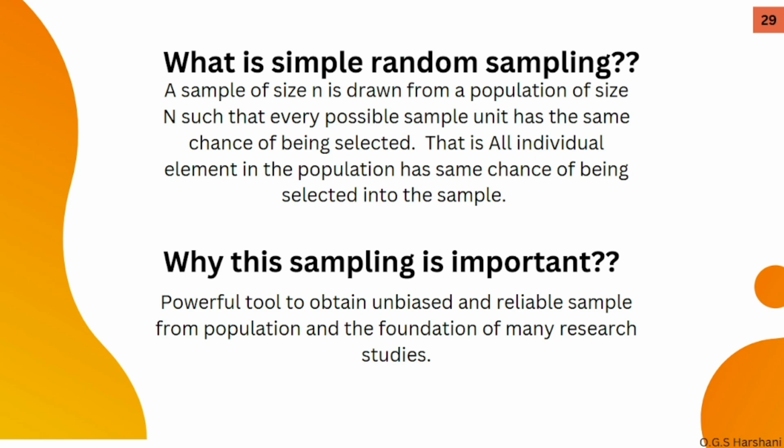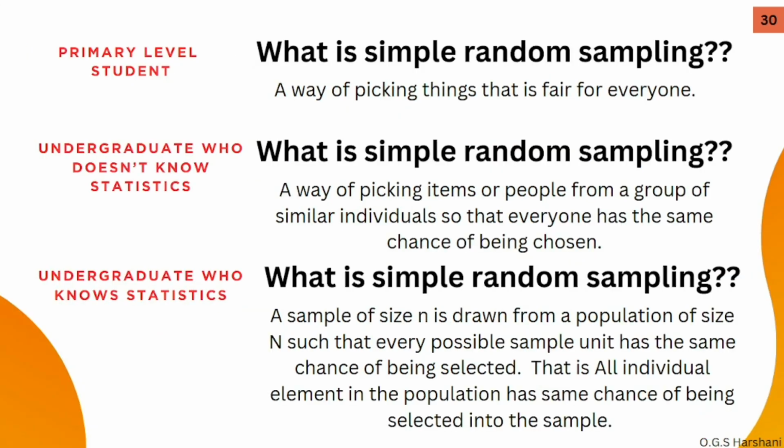Today we explore the concept of simple random sampling for different group levels. If you are a primary level student, simple random sampling is a way of picking things that is fair for everyone. If you are an undergraduate who doesn't know statistics, simple random sampling is a way of picking items or people from a group of similar individuals so that everyone has the same chance of being chosen.